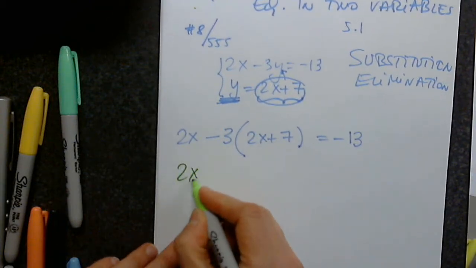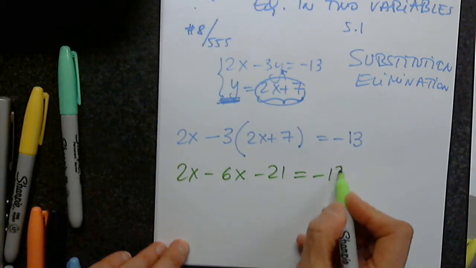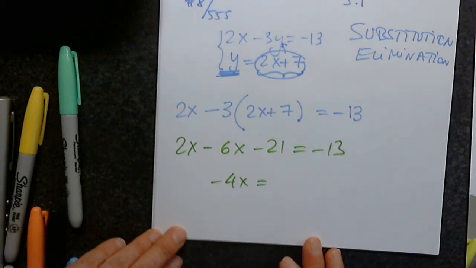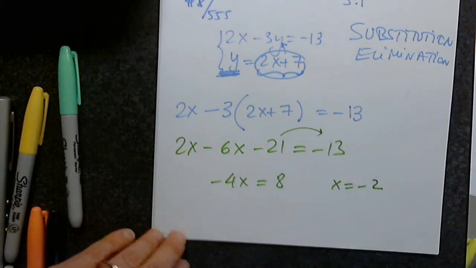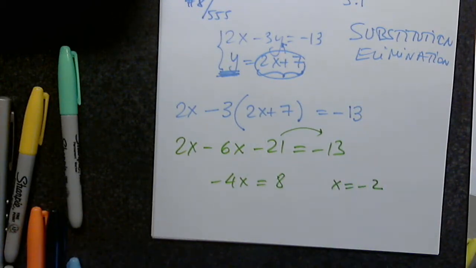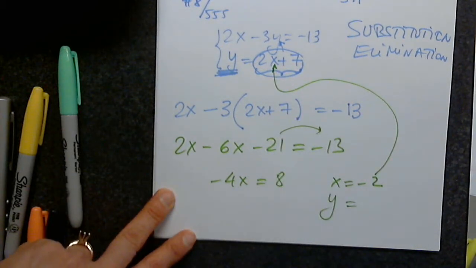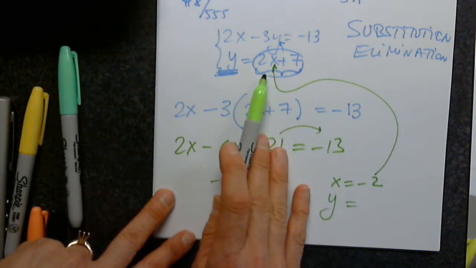Good. So then this is 2x minus 6x minus 21 equals negative 13. So negative 4x. Now we have to bring 21 to the other side. Negative 13 plus 21 is 8. So then x equals negative 2. Is this done? No. I determined only x. So I have to go back and determine y. I go back with x in here and replace x by negative 2. 2 times negative 2 is negative 4, plus 7 is?